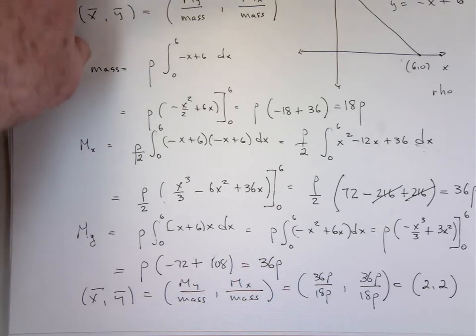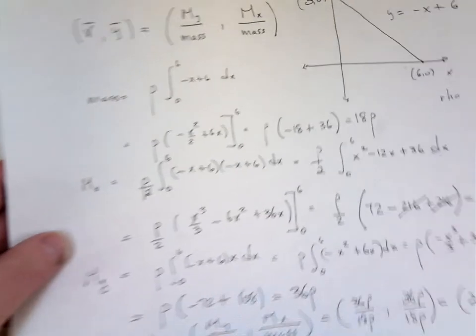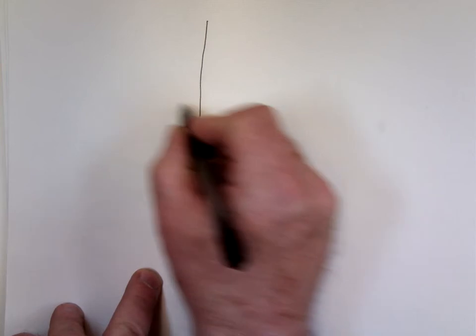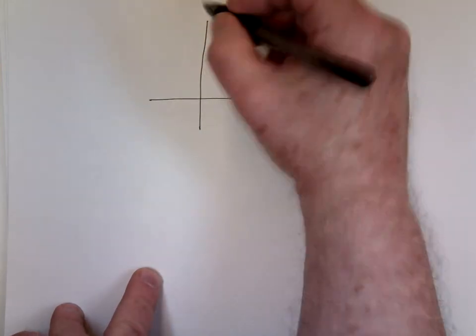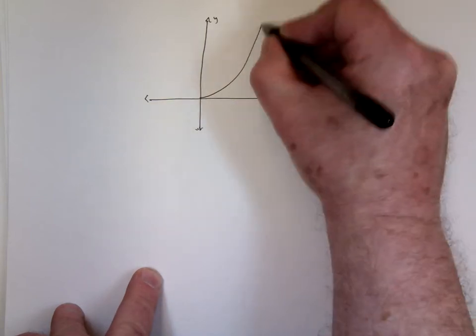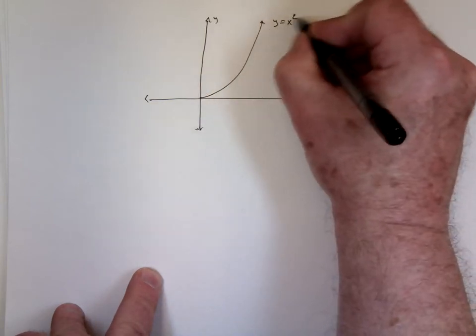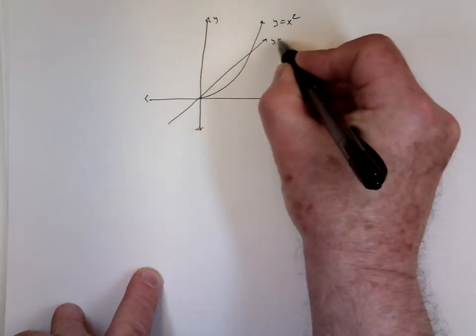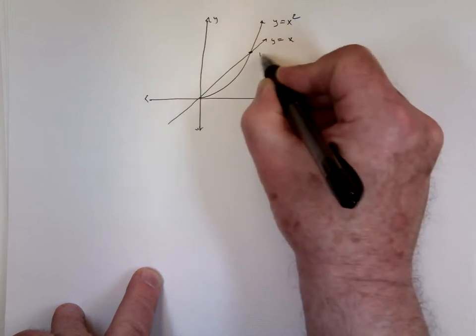Here we go. All right, I'm going to give you a problem to do. I want you to find the centroid of the following lamina of constant density. Let's take y equals x squared and y equals x. Go ahead.